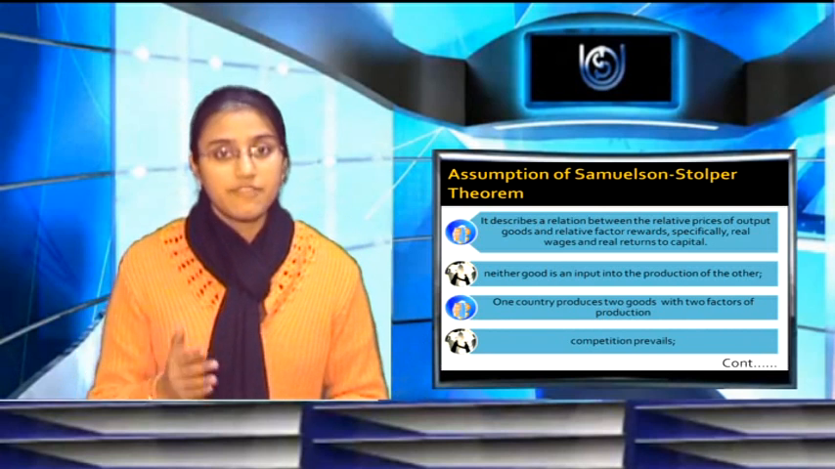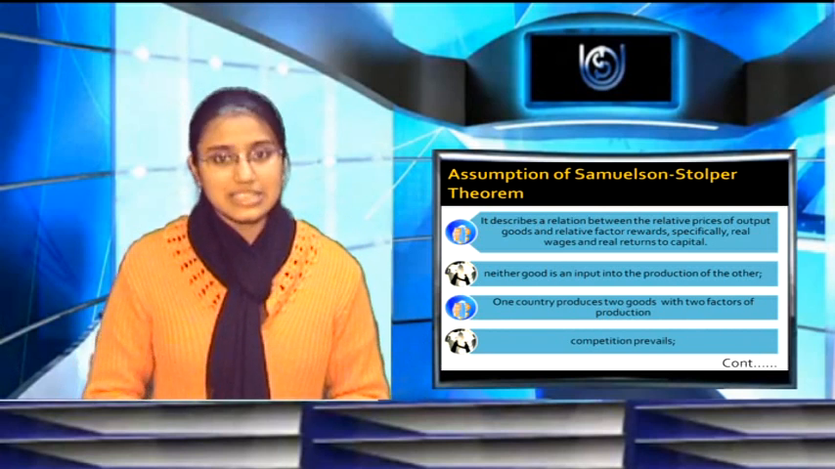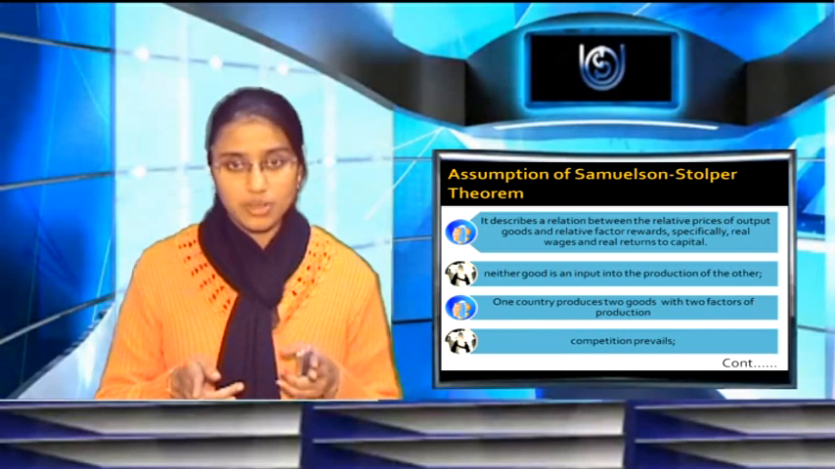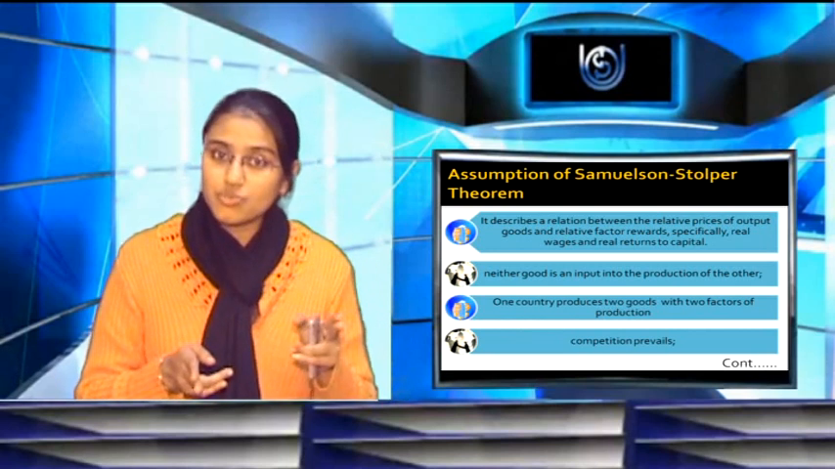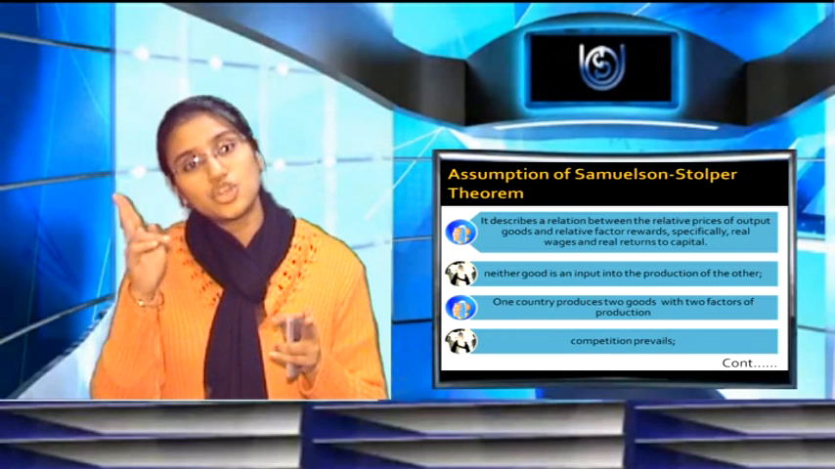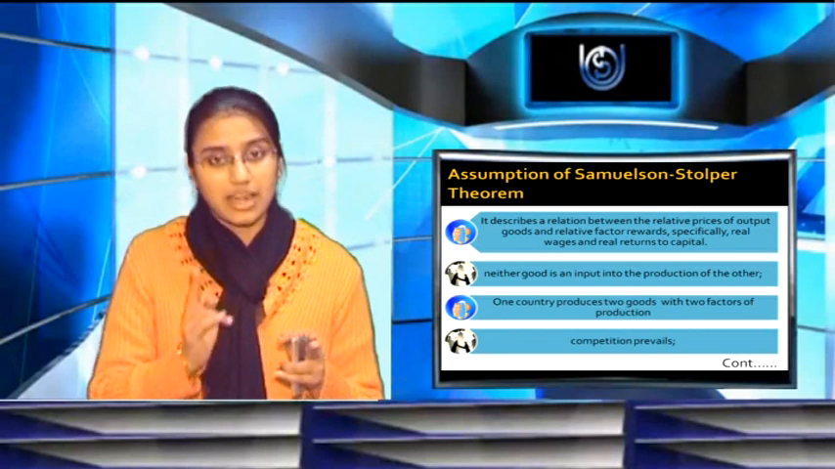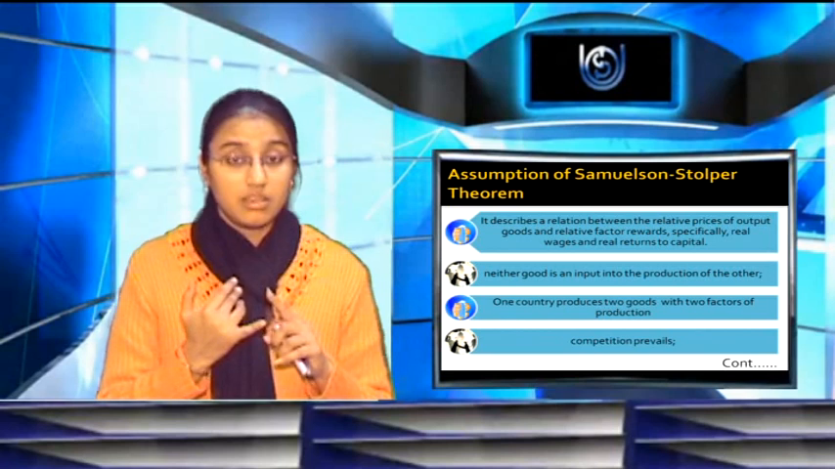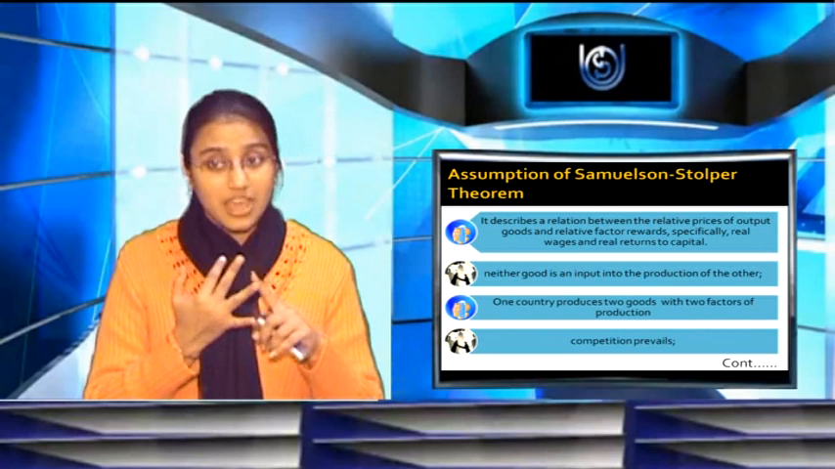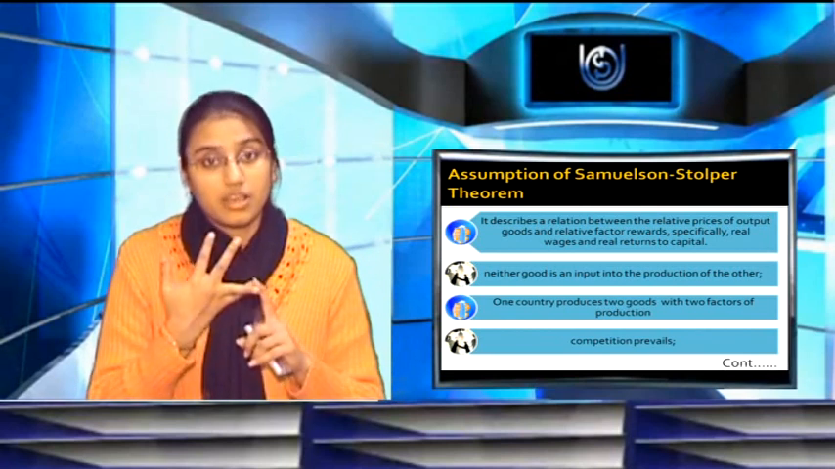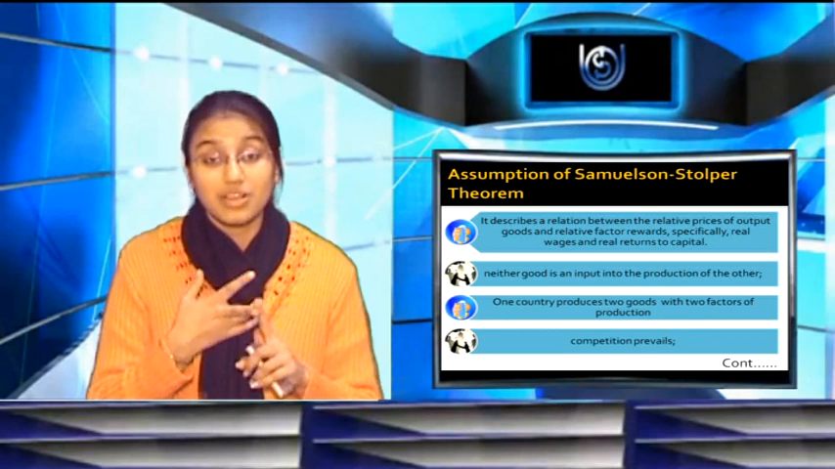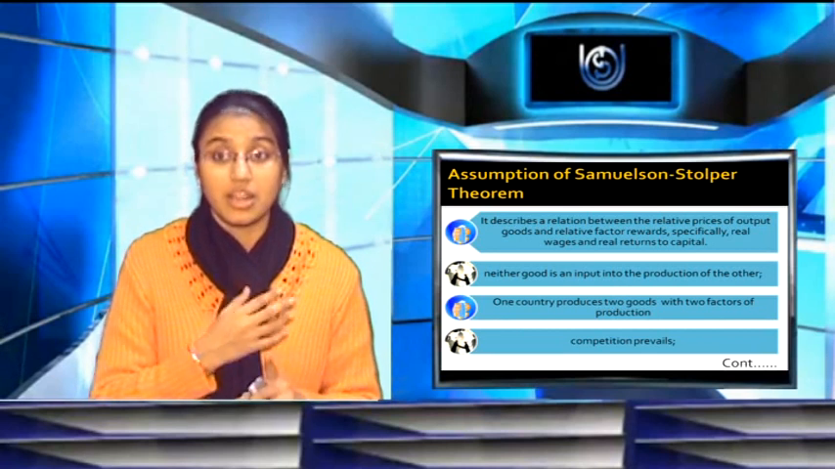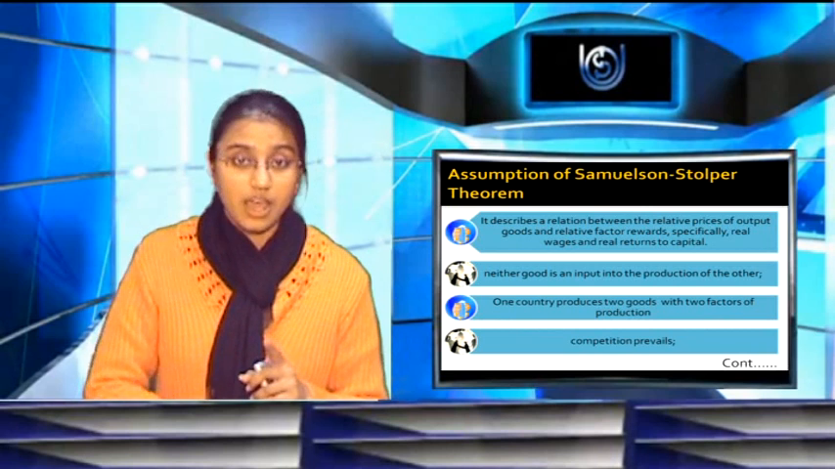So the very first assumption basically states that there is a relationship between the relative price of output and the related factors used in that particular production. That means whatever rewards you use, the real wages, or the real returns a country was looking for on capital, they all affect the price of an output.